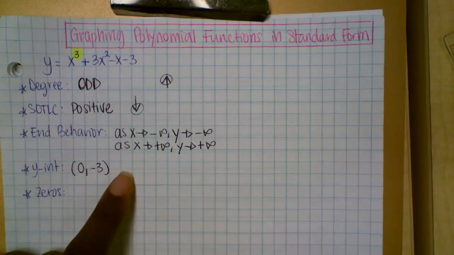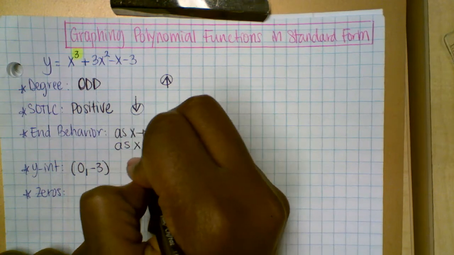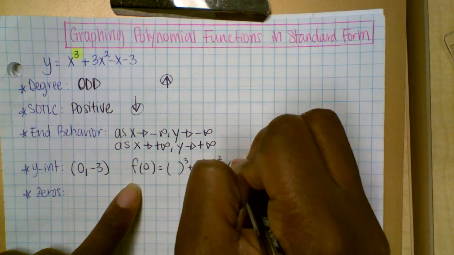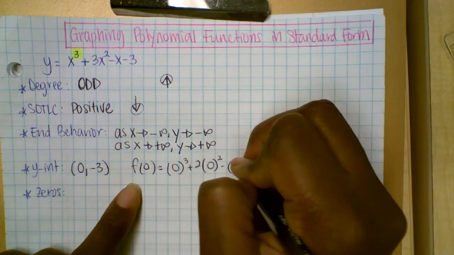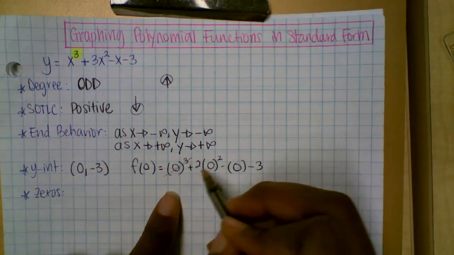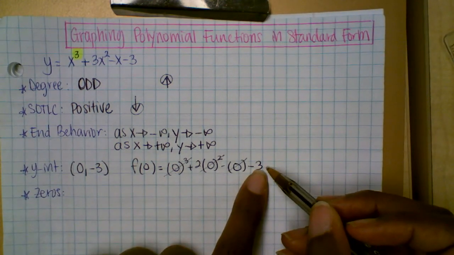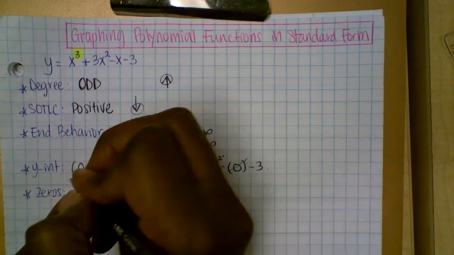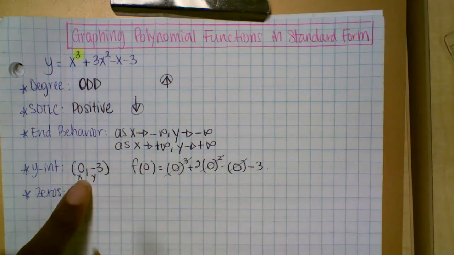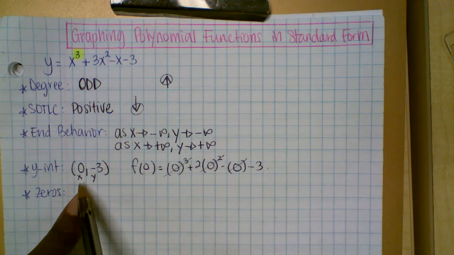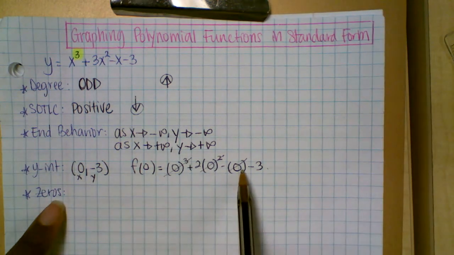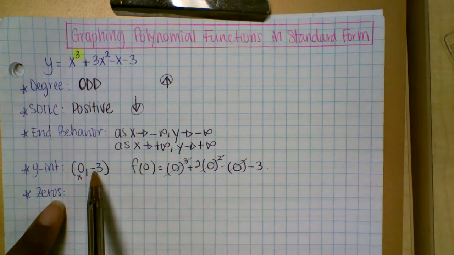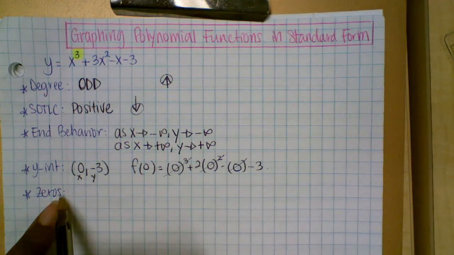Another way to find the y-intercept is to plug in 0 for x. I'm going to use a template, and I plug in 0 for x. Everything cancels out except the constant, because the constant doesn't have a variable x next to it. So that's why the y-intercept is 0, comma, negative 3. When we find the y-intercept, x equals 0, so I plug 0 into the polynomial function to evaluate and find its output, which is negative 3.